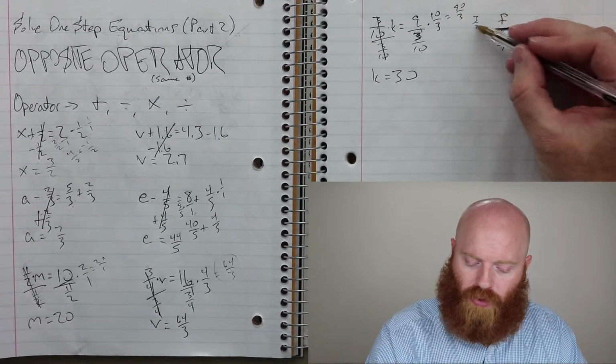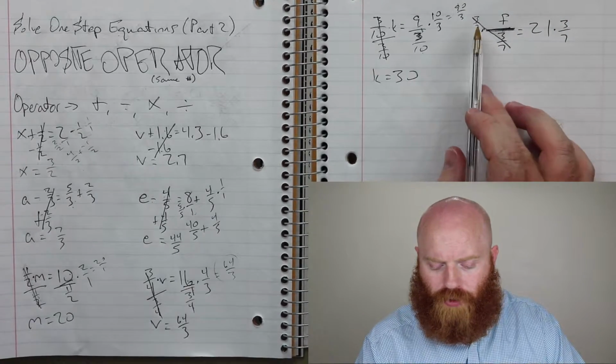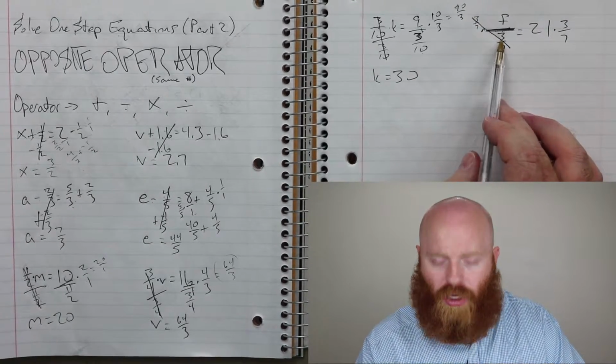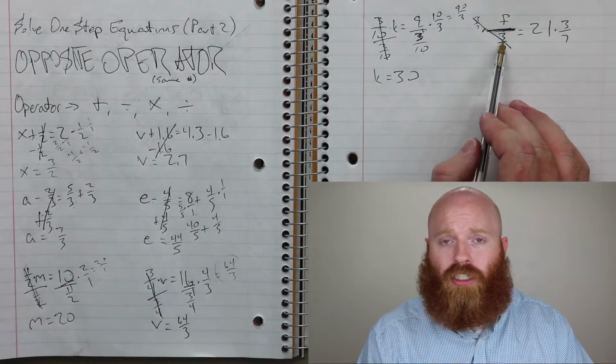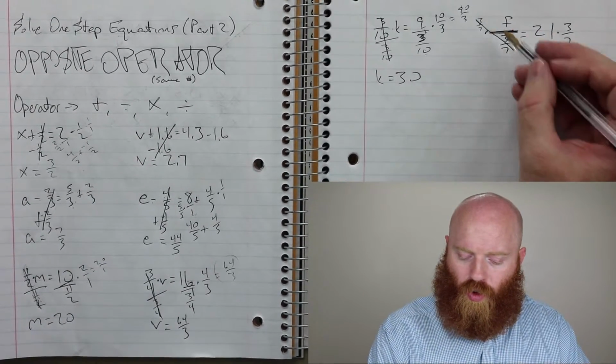And then this cancels. Any number divided by itself is 1. Now, if you're confused, saying, hey, 3/10 times 3/10 is 1, I know. This isn't 3/10 times 3/10. I'll explain it in video 1, part 1. Go watch part 1. Okay, so this is 1 times F.